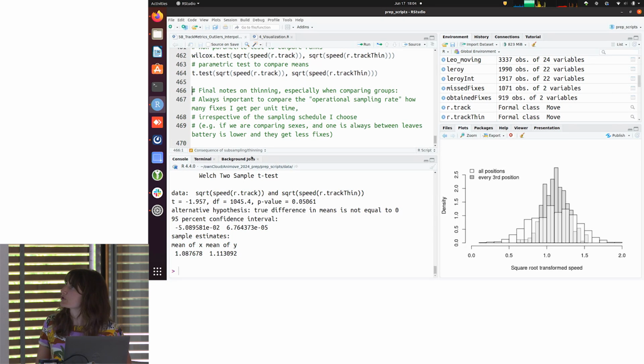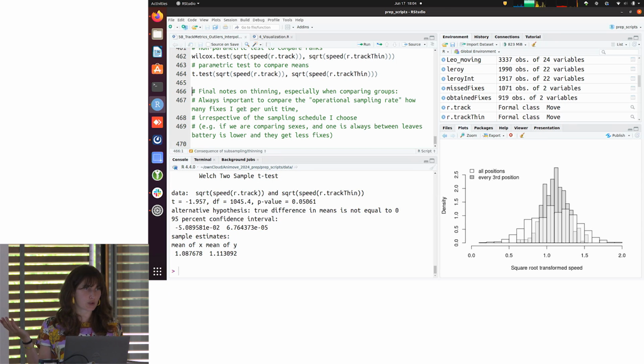What are the final notes on thinning? Sometimes it's useful if we want to compare groups, but we need to be aware of the consequences of thinning. Of course, we are underestimating speed. We are also underestimating the variance in turning angle and tortuosity. But it could be useful in some cases. Definitely more useful than interpolating. In this case, we are not making up data. We are leaving out data, which can be a problem, but at least it's still realistic if we are aware of the consequences.